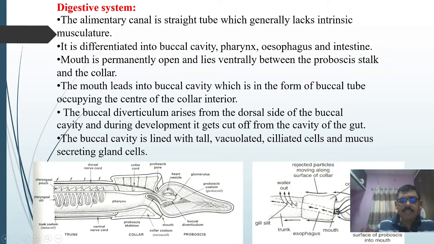The buccal cavity is lined with tall, vacuolated and ciliated cells, and also mucus secreting gland cells. Means the buccal cavity has which type of cells? Tall cells. Likewise what we have discussed in the epidermis. The buccal cavity is lined with tall, vacuolated, ciliated and mucus secreting gland cells, which secrete mucus.